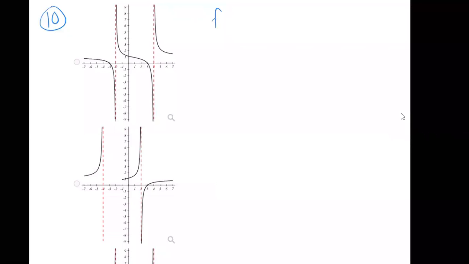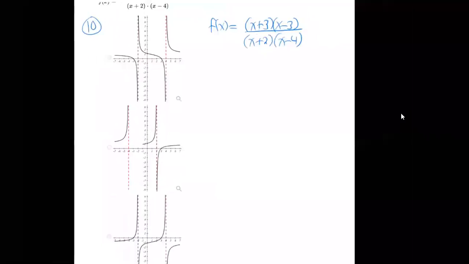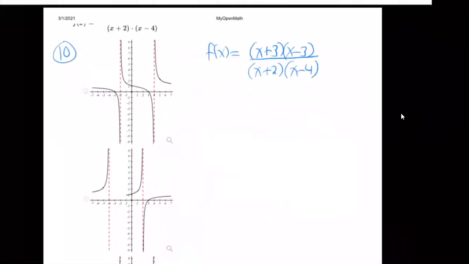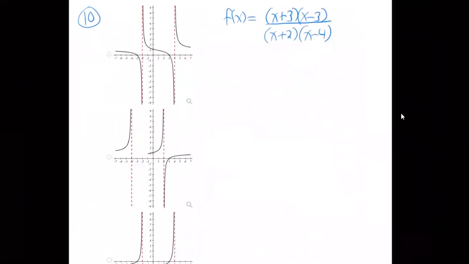Okay, so they're giving me a function. Let me write it in over here for you. And it's (x plus 3)(x minus 3) over (x plus 2)(x minus 4). And they want me to pick the right graph. We have 4 multiple choice options. One of them goes down to this other page. How do we know which graph is the right graph?